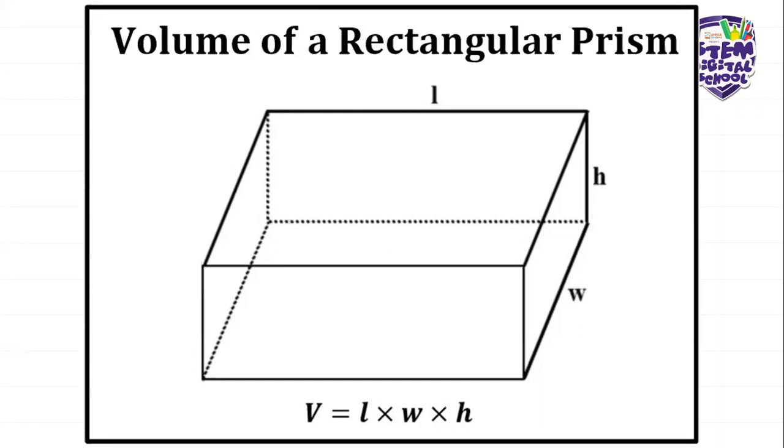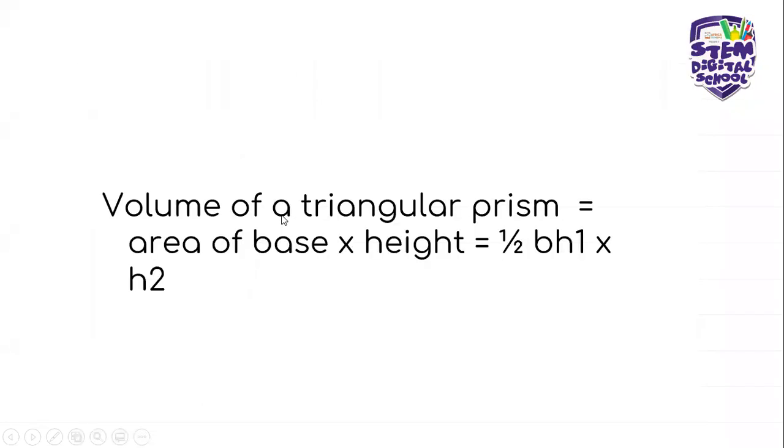Can we carry on to the next slide, where I'm going to show you how to find the volume of a triangular prism. Now, the volume of a triangular prism is given by the formula: you again calculate the area of the base, and in this case the base is a triangle, as you know, and then you multiply everything by the height.